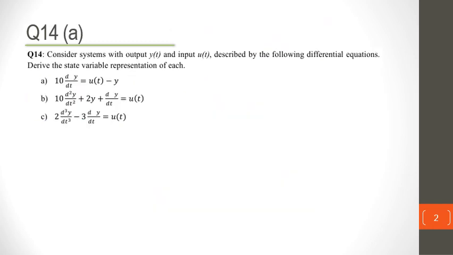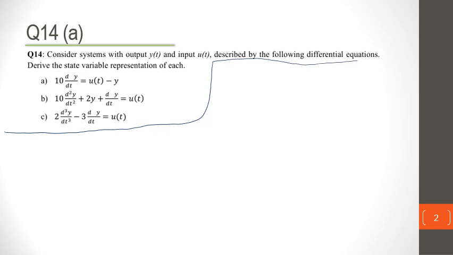Question 14 says consider systems with output y and input u of t described by the following differential equations. Derive the state variable representation for each. Now in this case, let's first tackle question A.